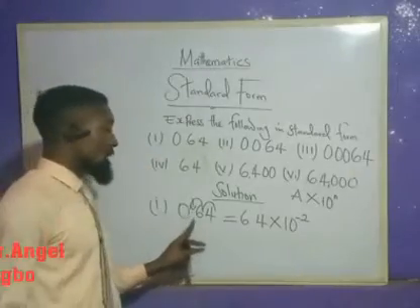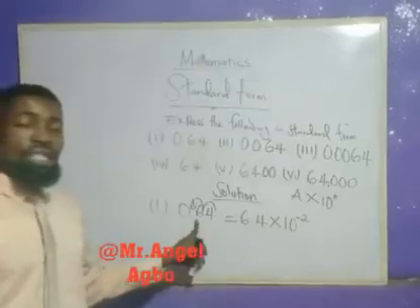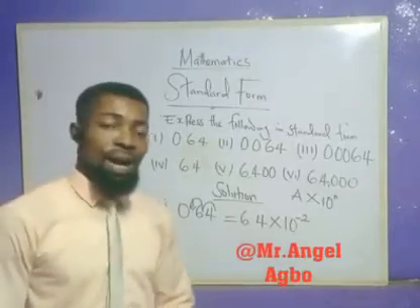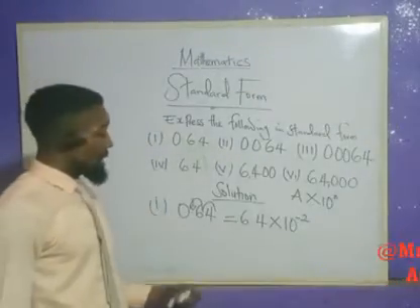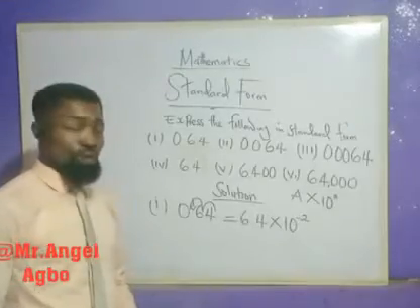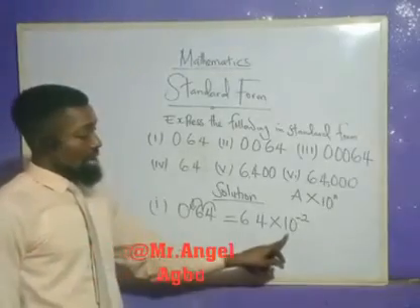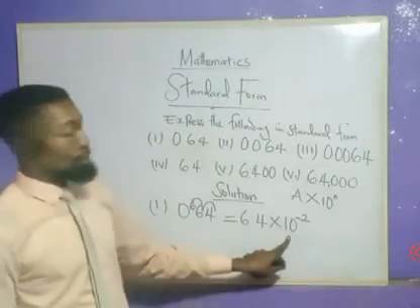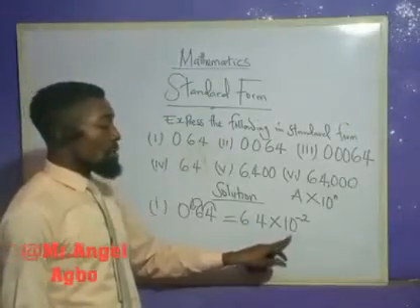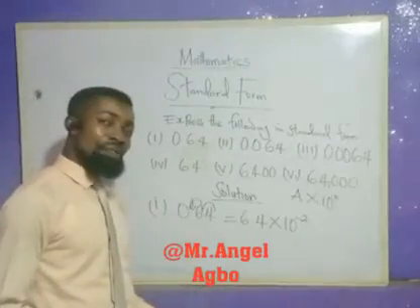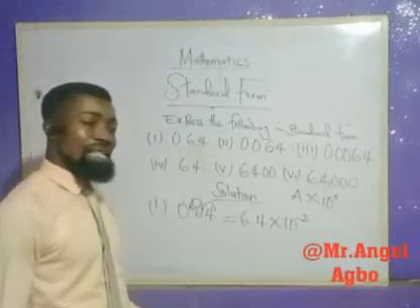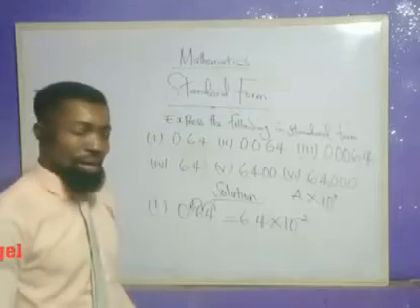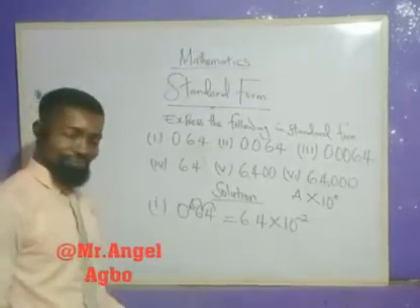Remember, I told you initially that 0.64 is the same as 64 divided by 100. Here we have 100 in an inverse form. 10 raised to power of negative 2 is the same as 1 divided by 100. That's just it.